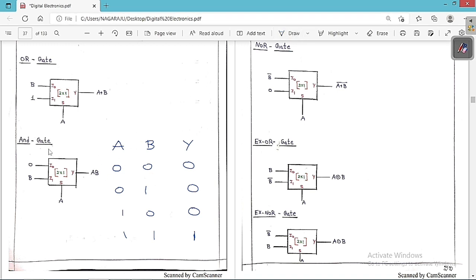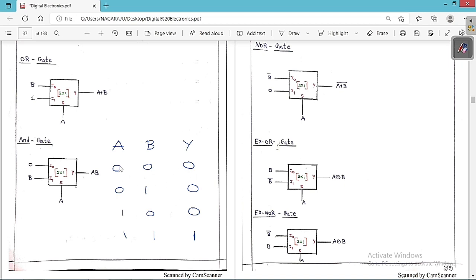Suppose you want to build the AND gate using a 2+1 mux. First, write the truth table with A, B and Y, two inputs. For 0, 0, we get 0. For 0, 1, we get 0. For 1, 0, we get 0. And for 1, 1, we get 1. So this is the truth table of an AND gate.